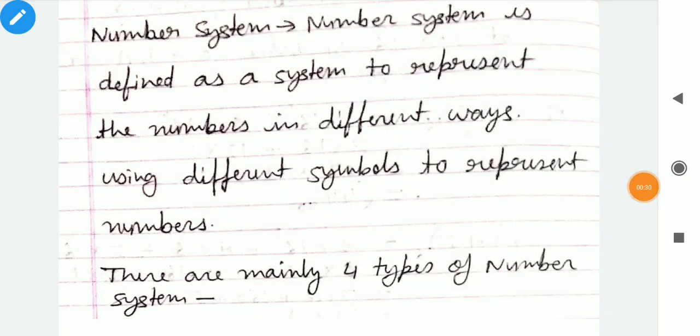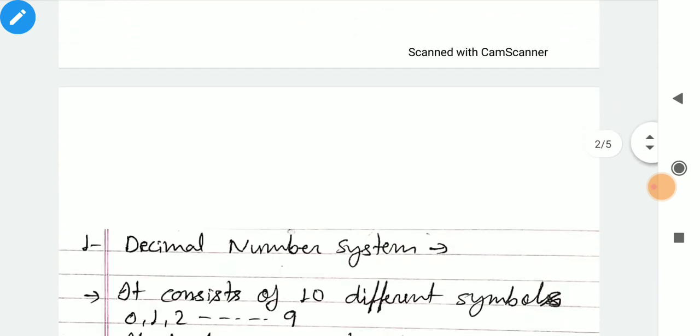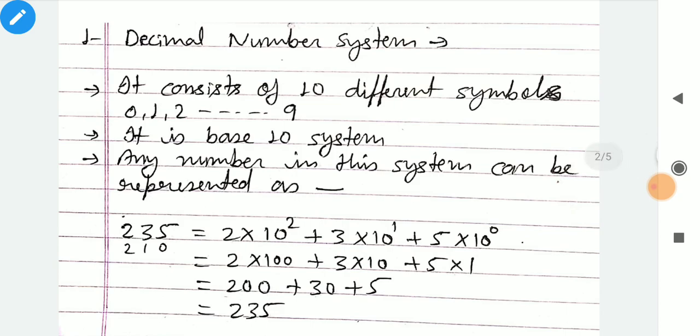So children, the first question that comes to mind is what is number system? The definition of number system is: you can say number system is defined as a system to represent numbers in different ways using different symbols. There are mainly 4 types of number systems, and these are decimal number system, binary number system, octal number system, and hexadecimal number system.